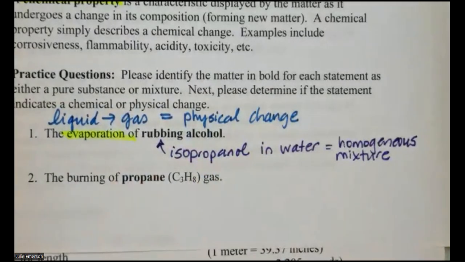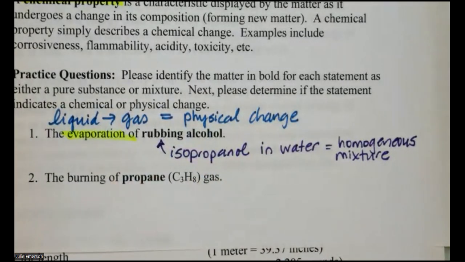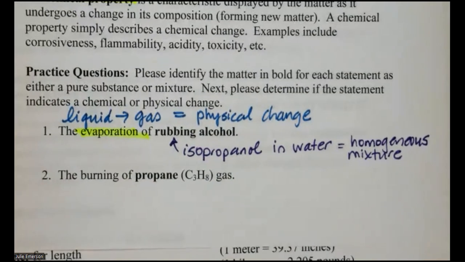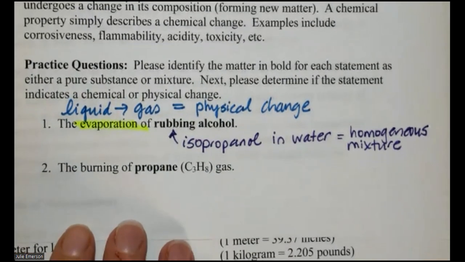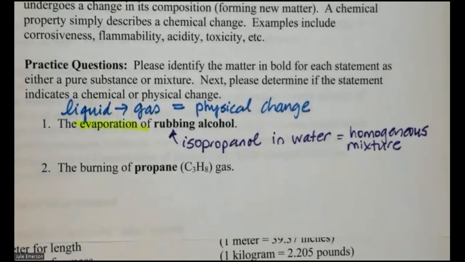All right, so that's what we're going to do with each of these examples. We're going to say, okay, whatever's written in bold, is that an element, compound, or mixture? And then whatever's happening to that matter, is that a physical or a chemical change?